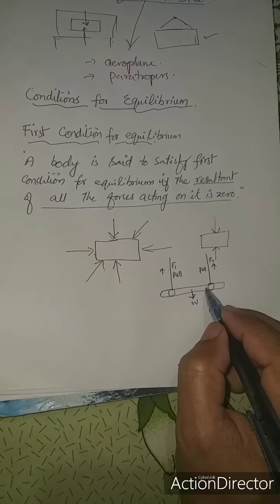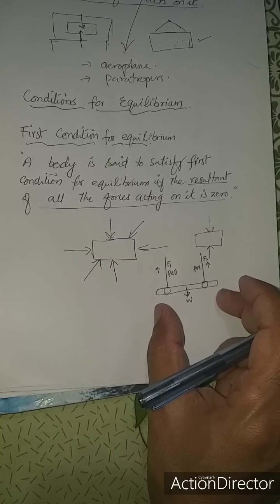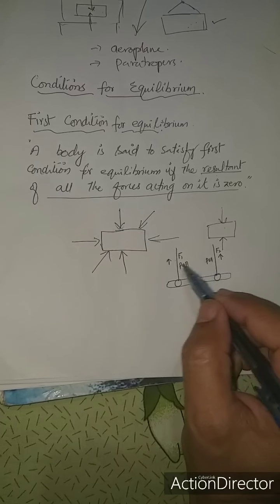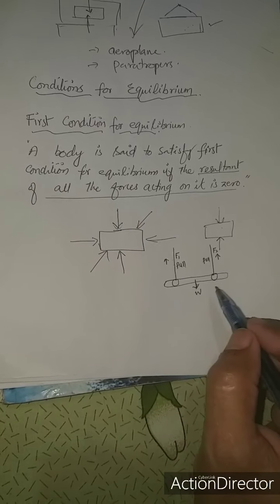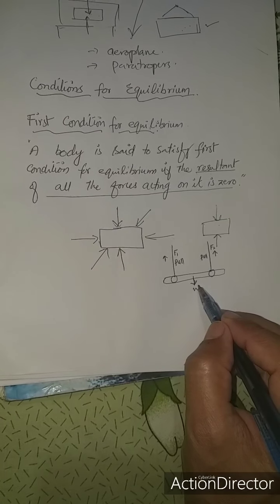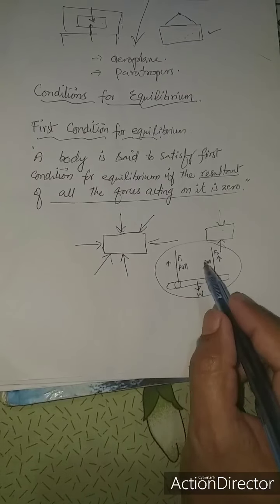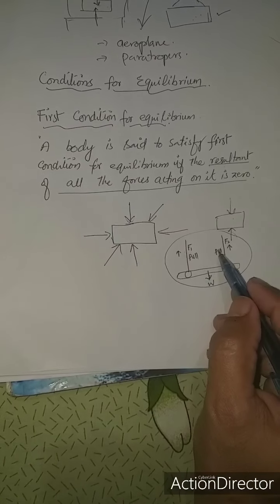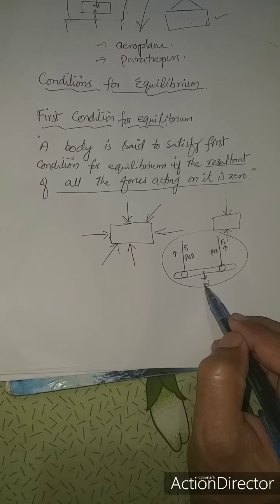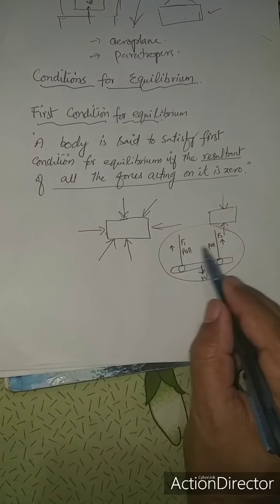And this log of wood is in equilibrium. It is not falling down, it is not moving, right? It is in equilibrium. Here we can see that there are a number of forces acting on it, and these two forces are balanced by the weight of the log. So in this example, we can clearly see that there are a number of forces acting on the log, and the one force acting downward is balancing or cancelling out these two forces.